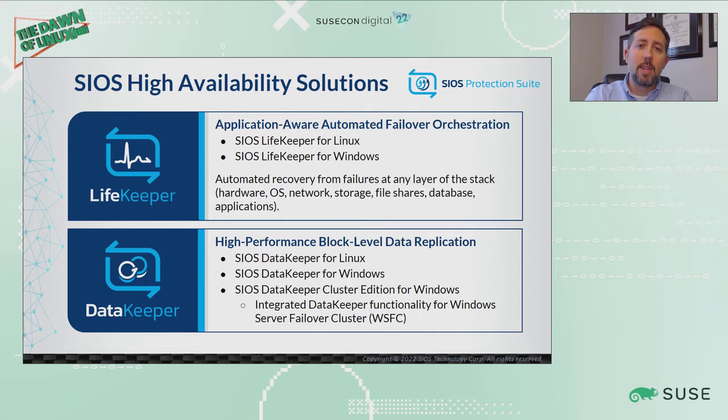And the second product is called SIOS DataKeeper, which complements Lifekeeper. It's high performance block level data replication. So it allows you to keep a one-to-one copy of your important file systems, replicated from a primary system to your standby system, or to a DR site in a separate region. And I'll just point out that both of these are available on Linux and Windows. DataKeeper for Linux integrates into Lifekeeper for Linux. And on Windows, there's a standalone version of DataKeeper. And we also have DataKeeper Cluster Edition, which takes all the functionality of DataKeeper and integrates it natively into Windows Server Failover Cluster.